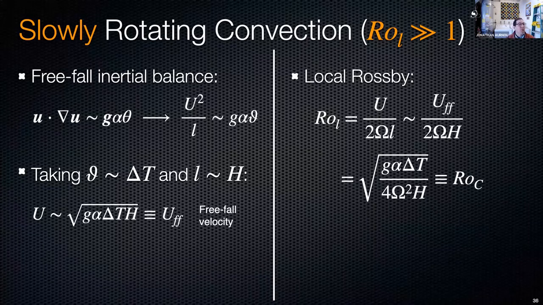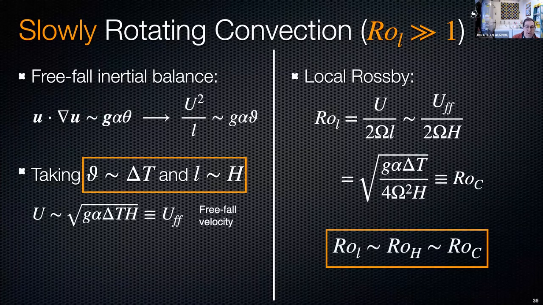So in the slowly rotating limit, the local Rossby number is synonymous with the convective Rossby number. They scale similarly. Okay, and so in this world, the convection scale Rossby number is the system scale Rossby number. L is H, so Ro_L is Ro_H. They're both the same, and they're also co-scaling with the convective Rossby number.